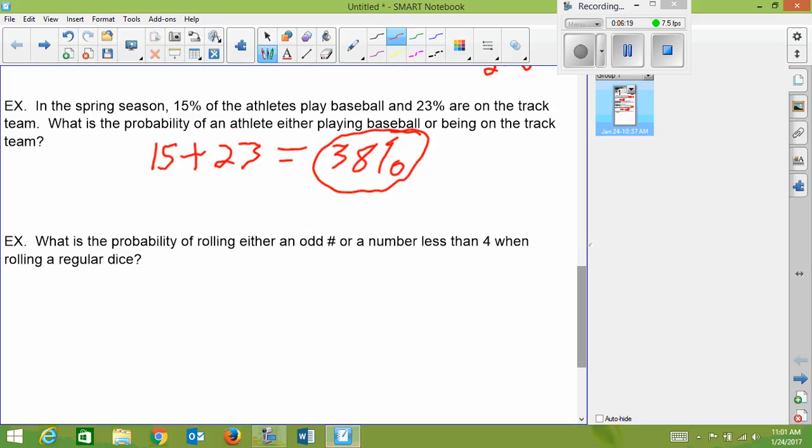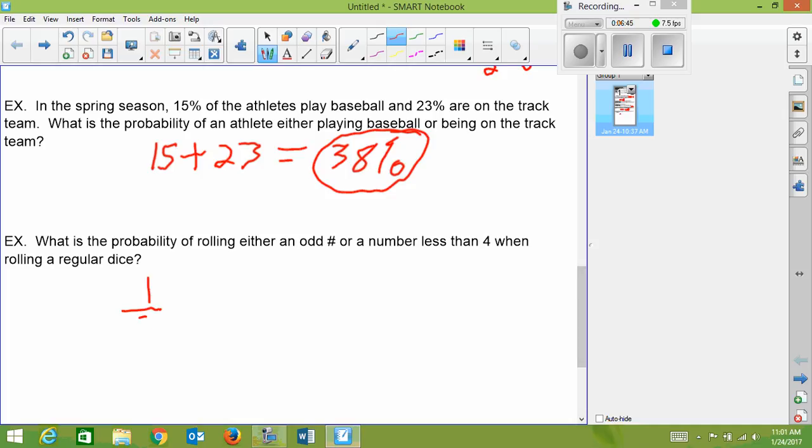So what is the probability of rolling either an odd number or a number less than 4 when you're rolling a regular dice? Okay, so this is an example of the overlapping events. It says, what is the probability of rolling either an odd number or a number less than 4 when rolling a regular dice? Okay, well, what's the probability of rolling an odd number?